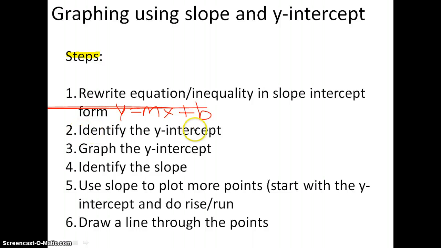Next step is to identify what the y-intercept is. Remember, y-intercept is going to be your b. Then you're going to graph the y-intercept. Then you're going to identify the slope. Slope is going to be your m. Good job. And use the slope to plot more points.